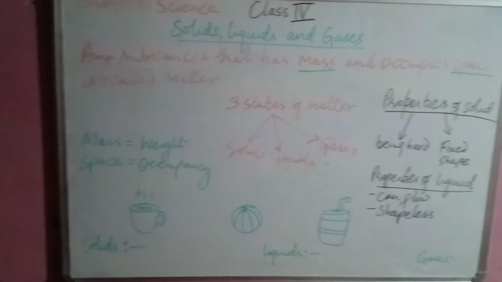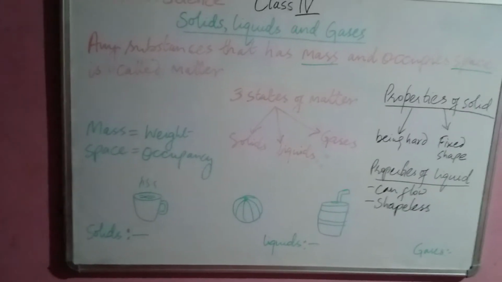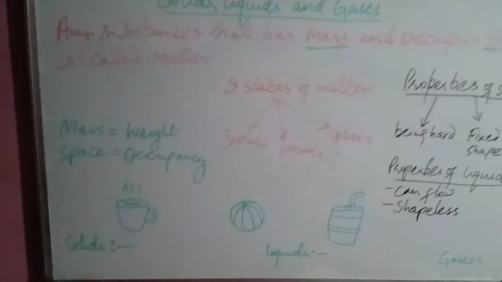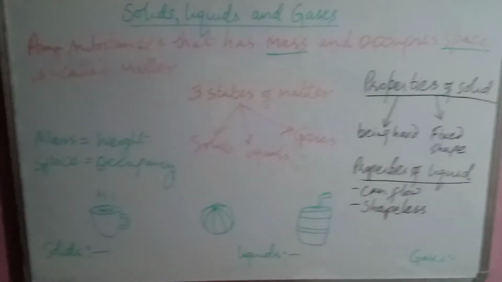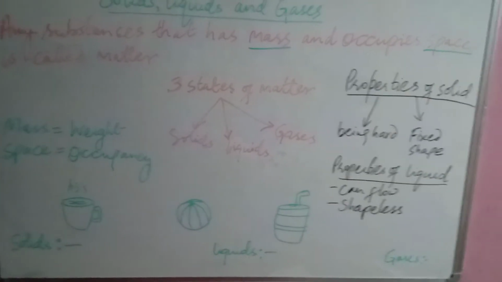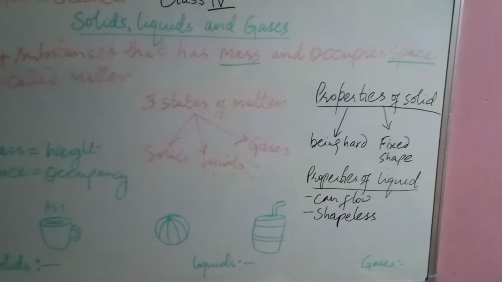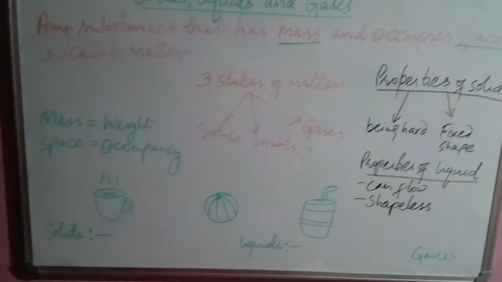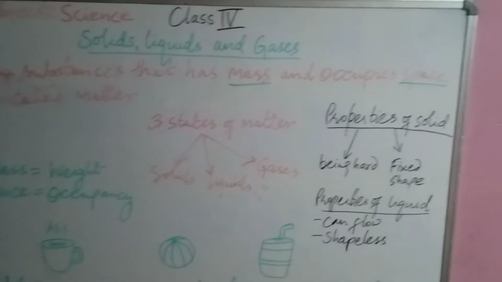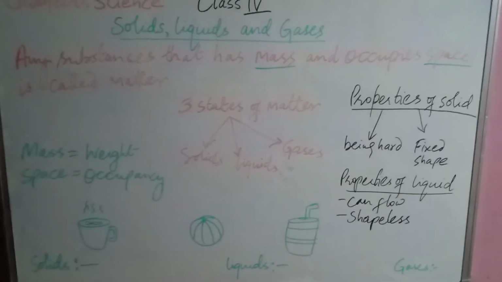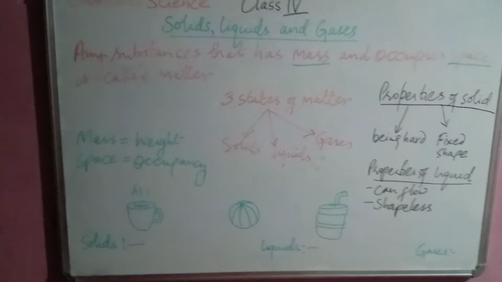The cup is filled with tea, and there is also steam or vapor. There is a picture of a ball, which is filled with air, and then the juice pack with the lid and the straw, and there is juice in it. You have to identify those things and categorize them accordingly into the three states of matter.